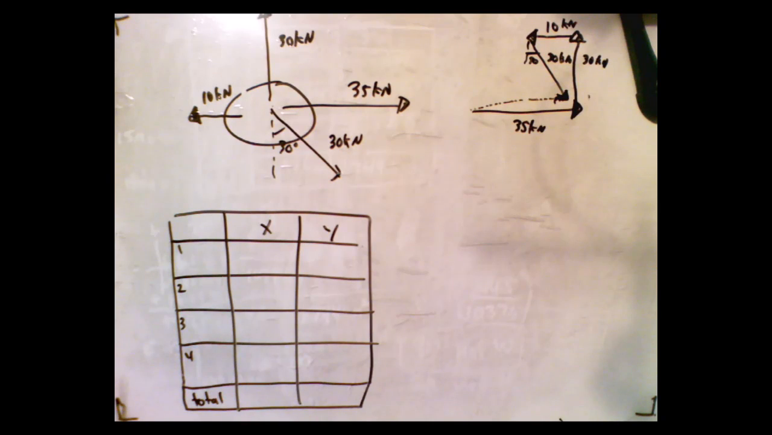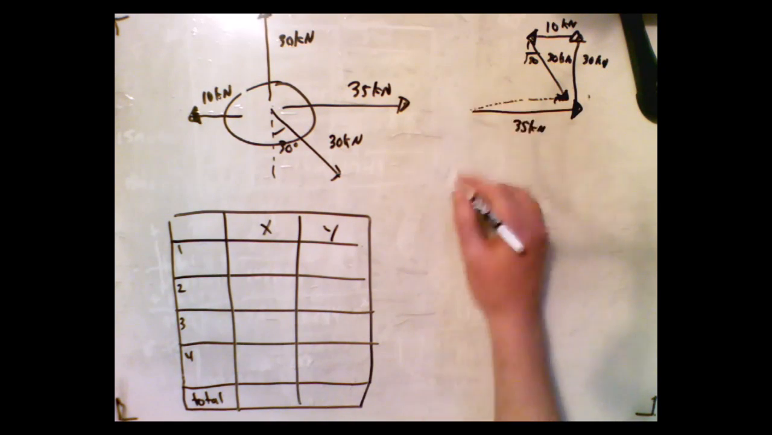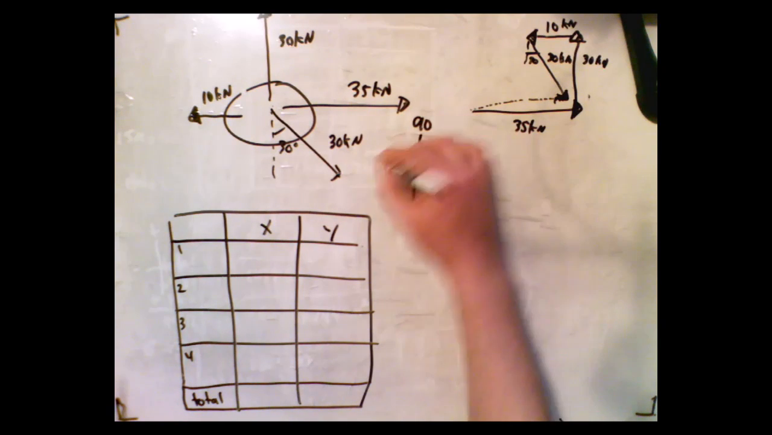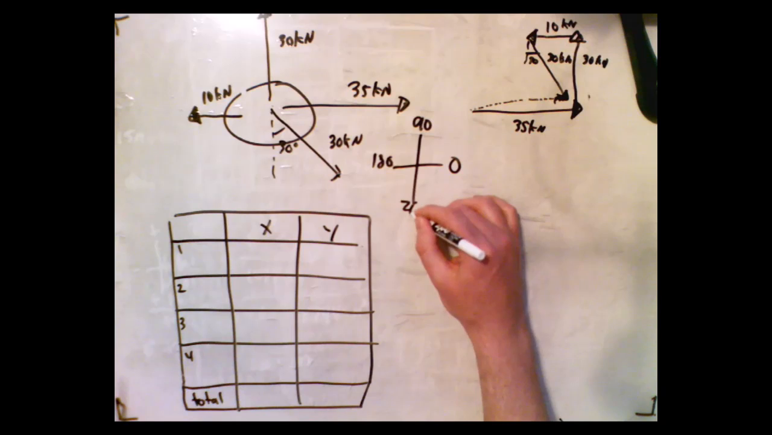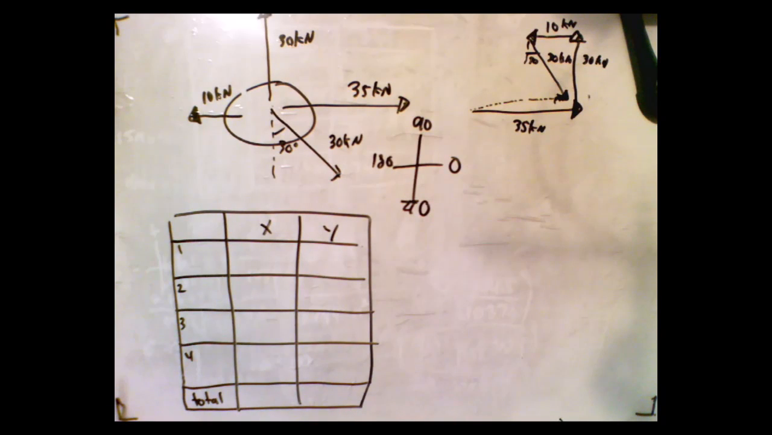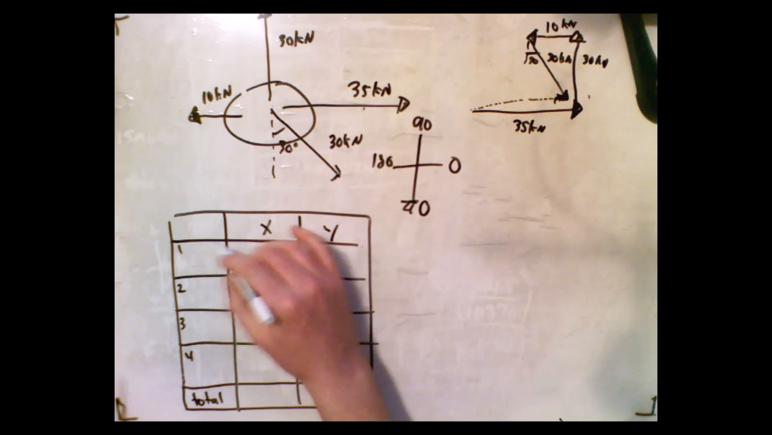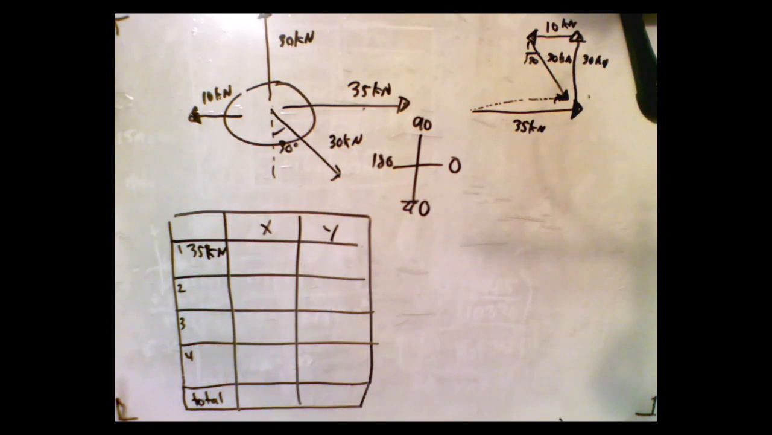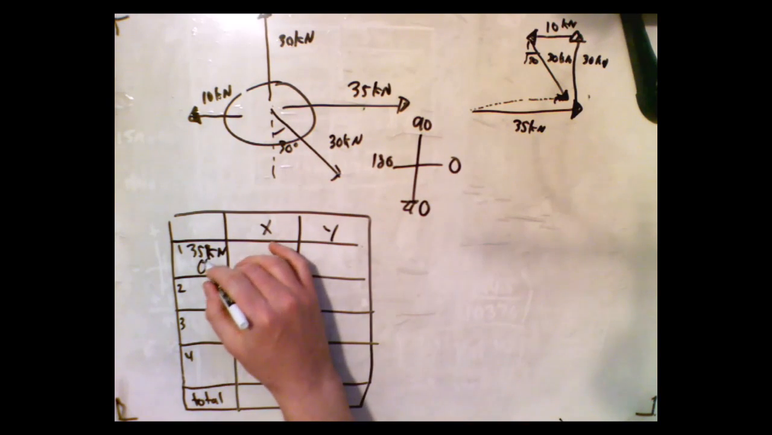So I'll just do it in this order. And the angles are pretty easy because we have to make those angles in RCS, but this is 0, 90, 180, and 270 degrees. So this one's going straight east. So this is going to be 35 kilonewtons. We can keep it in kilonewtons as long as they're all the same. And it's going straight east, so this is going to be 0 degrees.